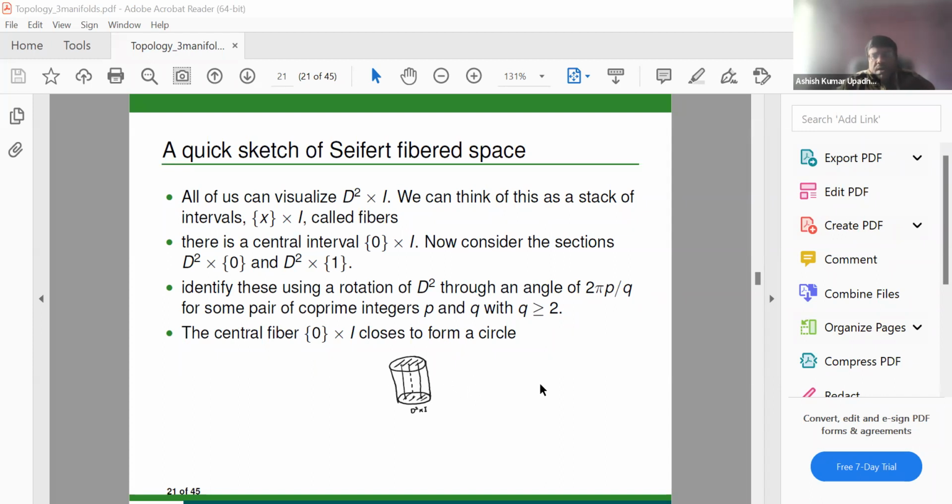lower one. My mouse is visible or not? Is my mouse visible on this slide? Hello? Yes, sir. Yes, Yes, sir, sir.